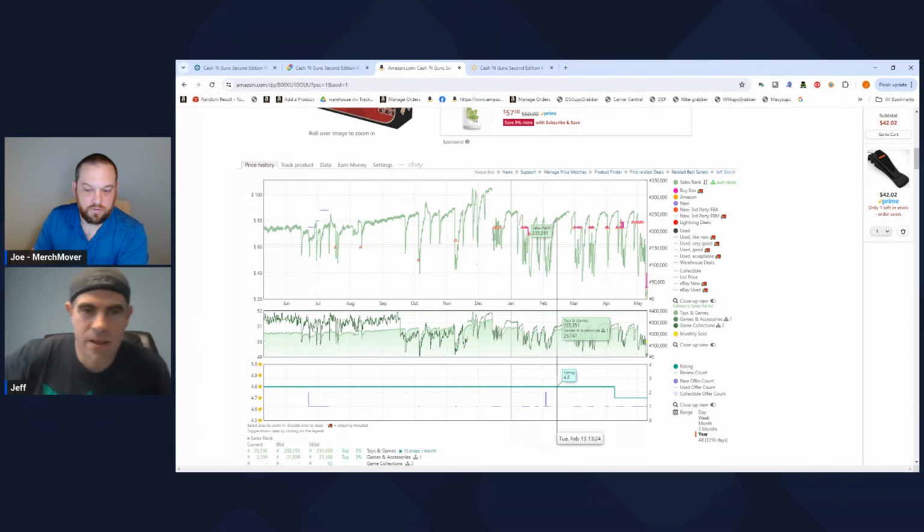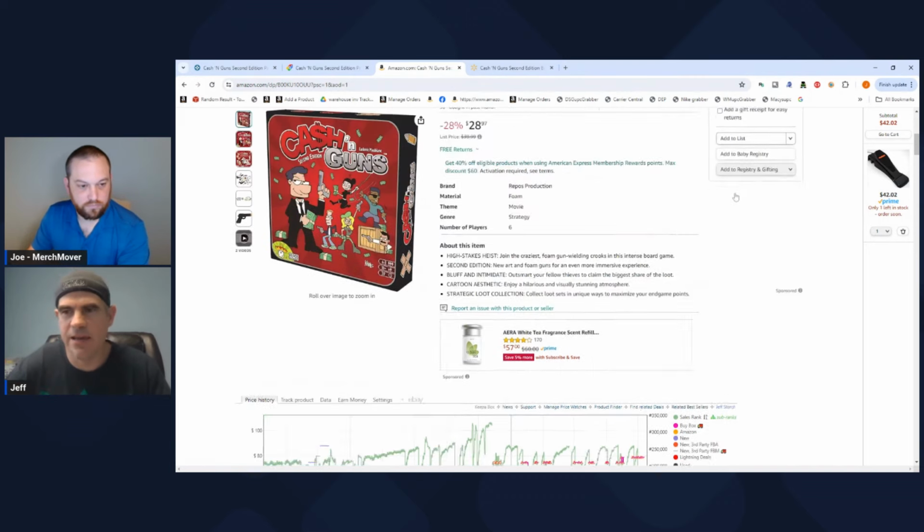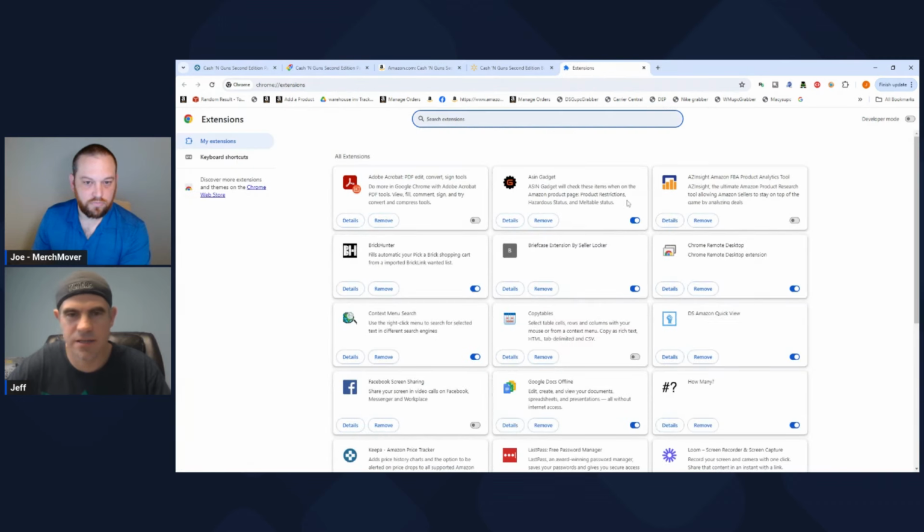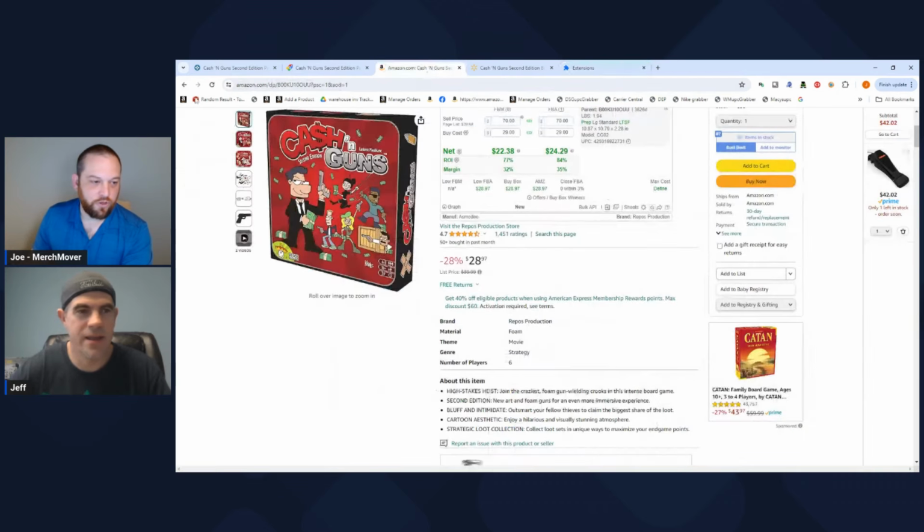Also, if I turn on Ace and Zen, I think I can figure out how to do that. Let's see, extensions, manage extensions, Ace and Insight. Let's turn that on. There you go. And for those of you who don't know, with Walmart, there's no Keepa.